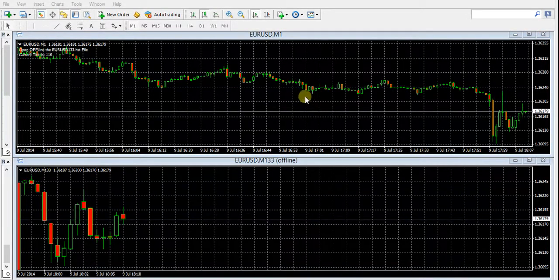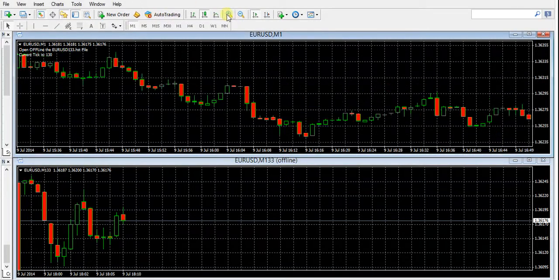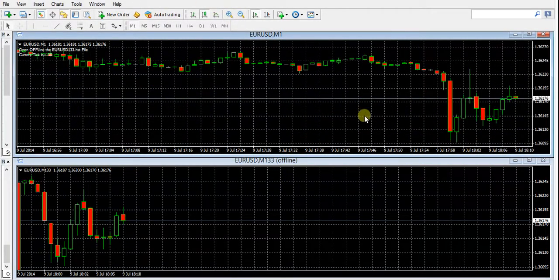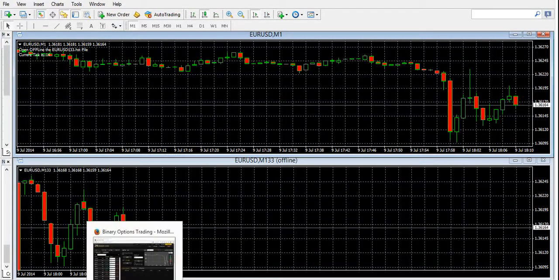Again, here at the top I have my Euro-US dollar M1 chart, so that's 60-second candlesticks forming. Here on the bottom I have the custom Opdax indicator. It's an M133 tick chart. So I'm going to zoom in here for a second. And what we're looking for is confirmation of the trend.